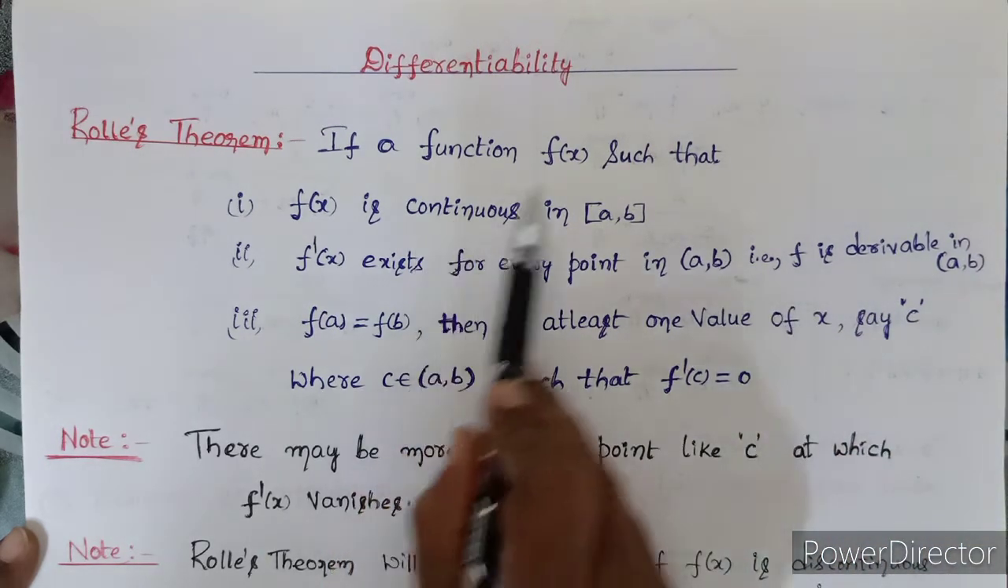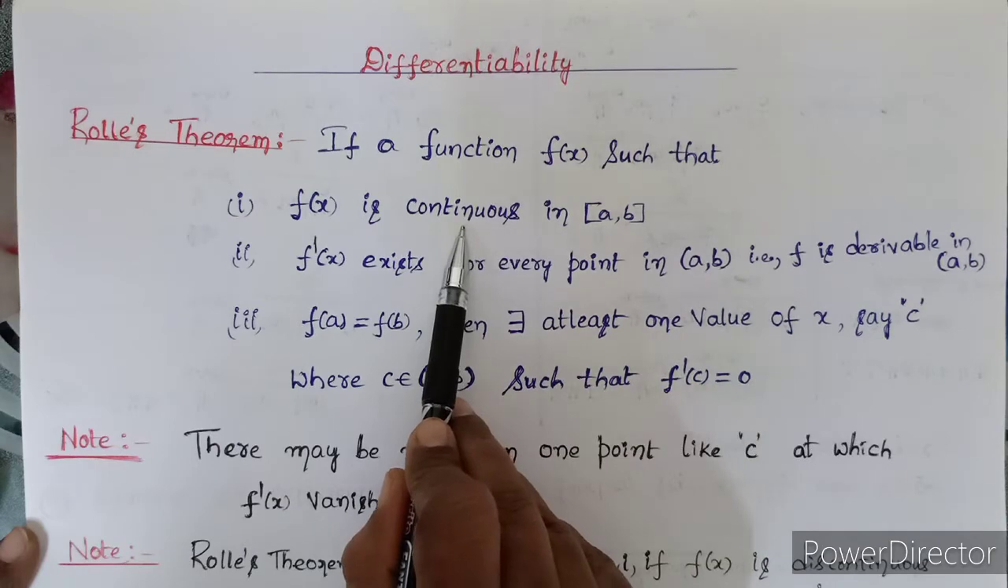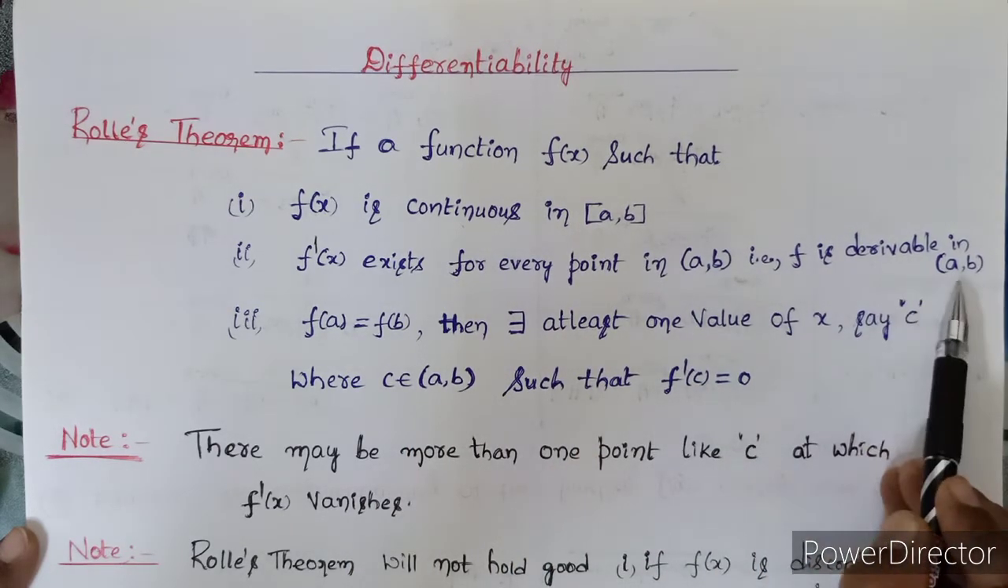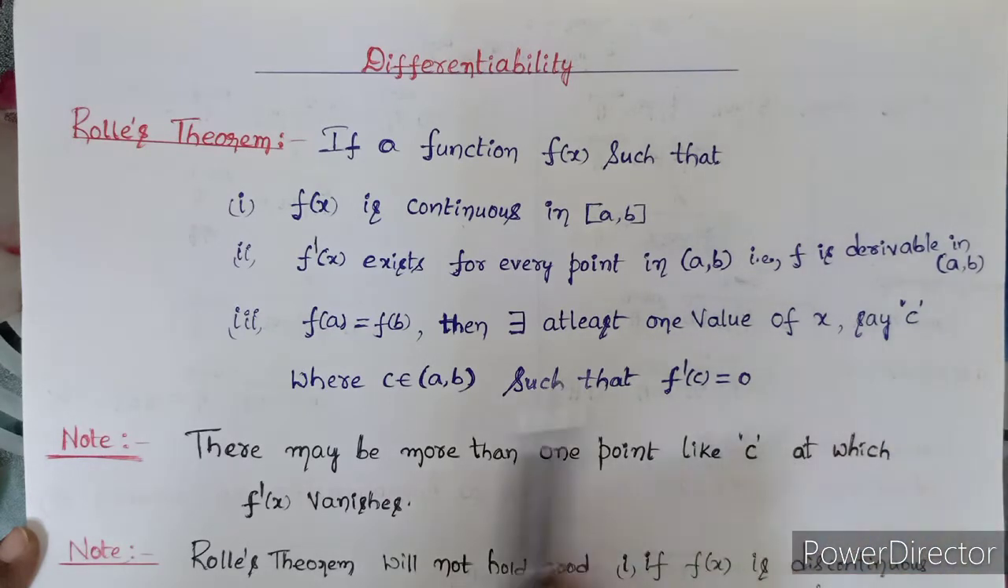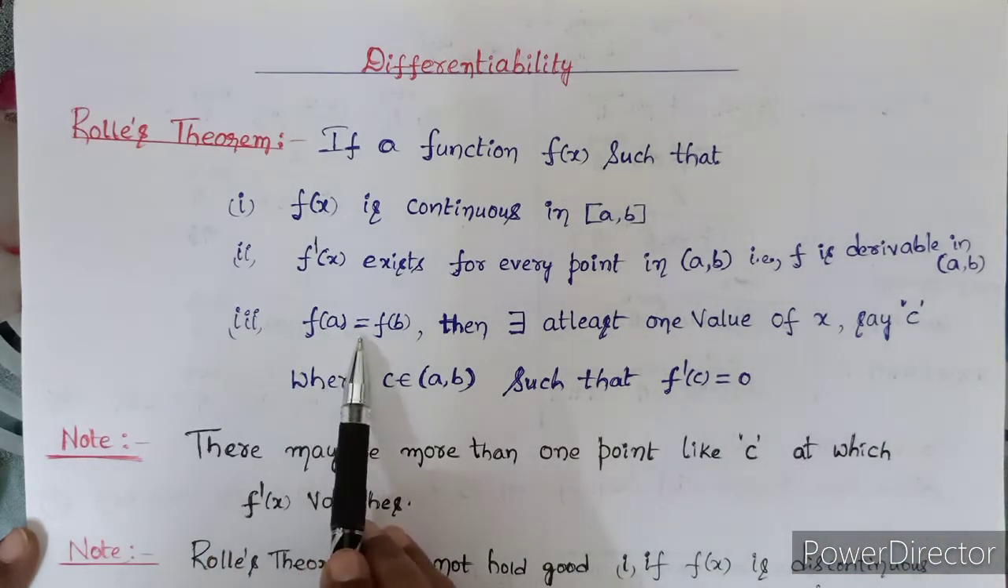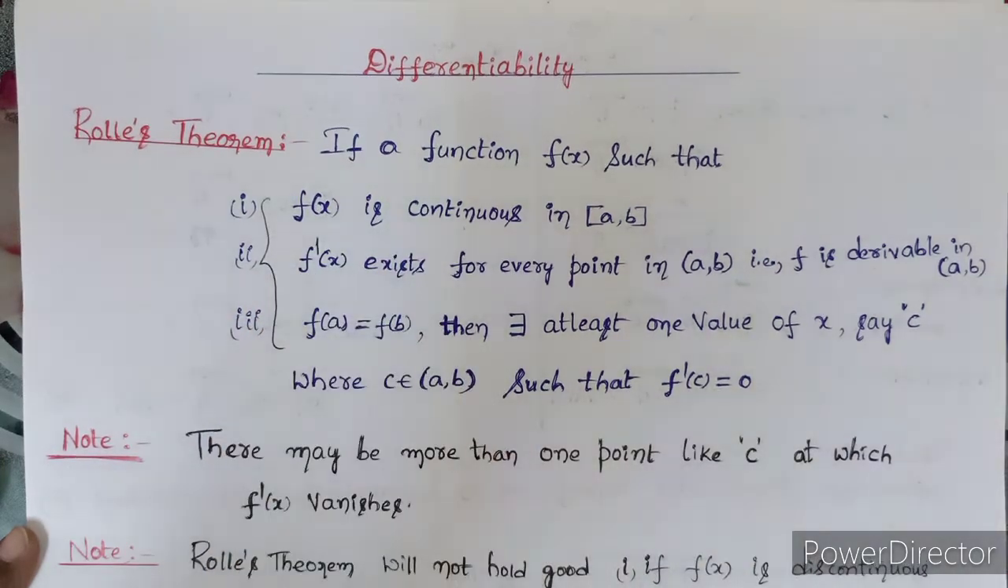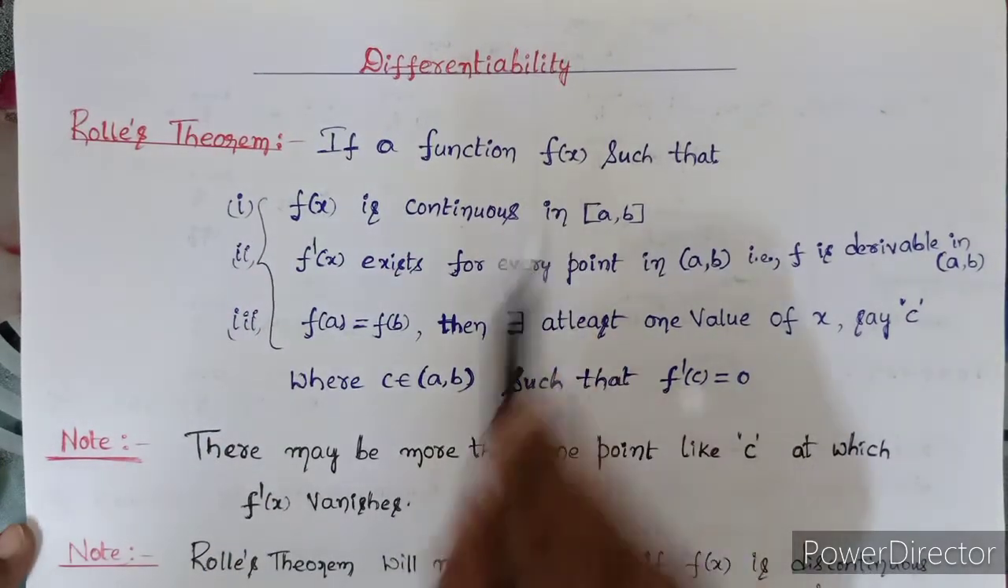This function f must be continuous in the closed interval. f must be derivable in the open interval a comma b. Third condition is f of a equal to f of b. All these three conditions must be satisfied by this function.